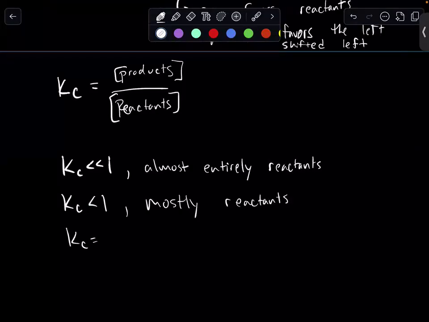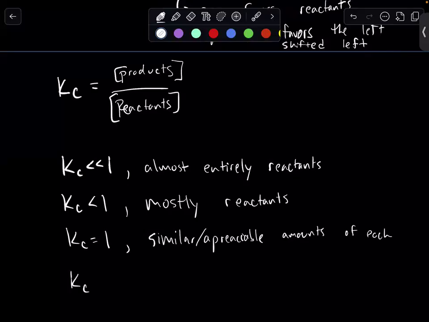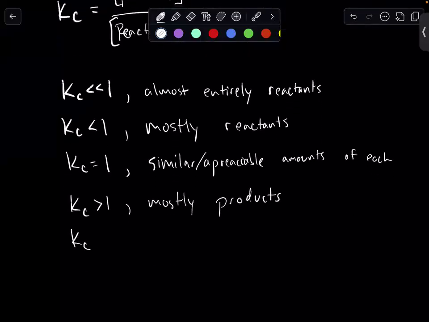For a Kc that is equal to 1, it's similar amounts, or what we would say is appreciable. I have no idea how to spell it. Appreciable amounts of each reactants and products. For Kc greater than 1, it is mostly products. And for Kc far greater than 1, it is almost entirely products.